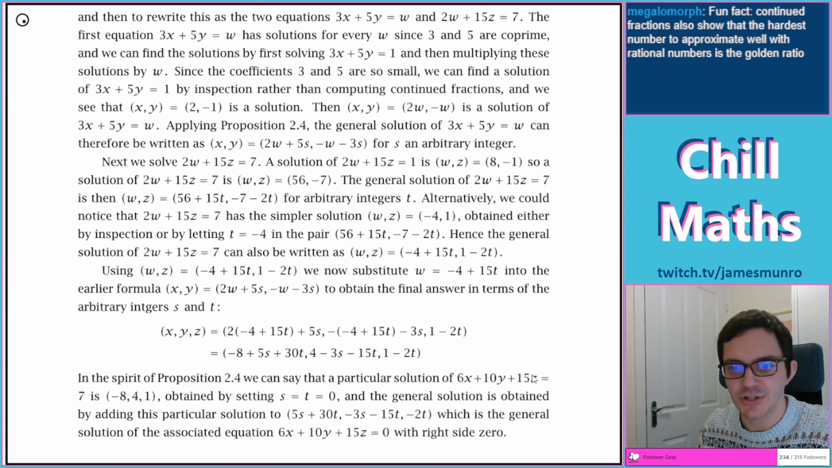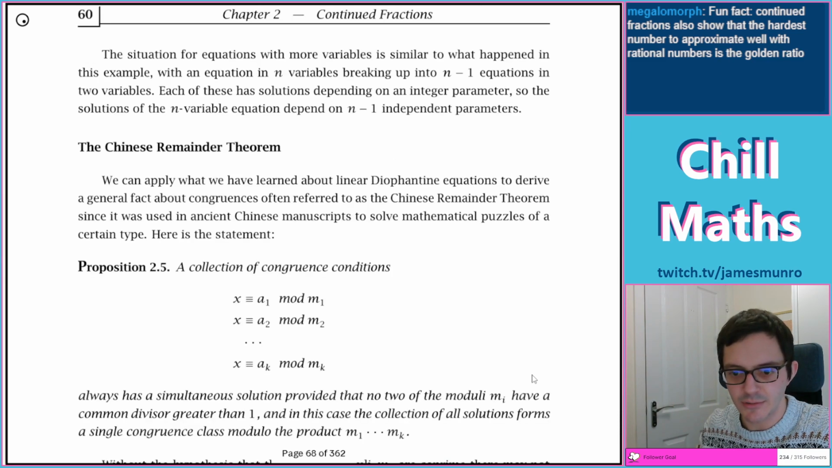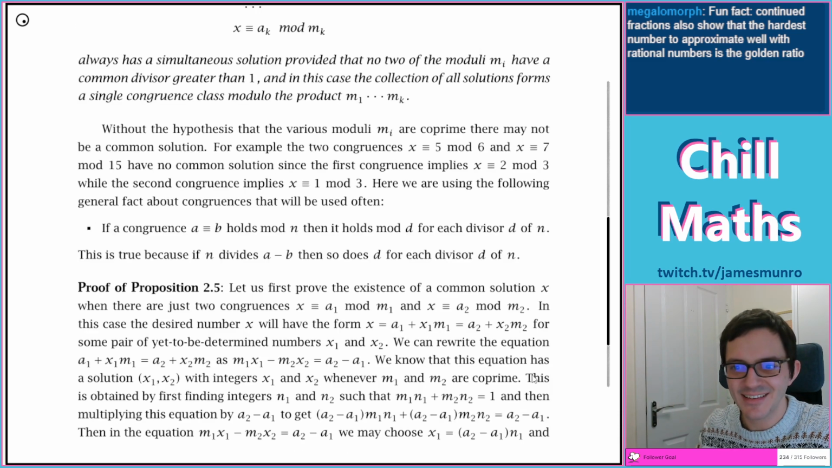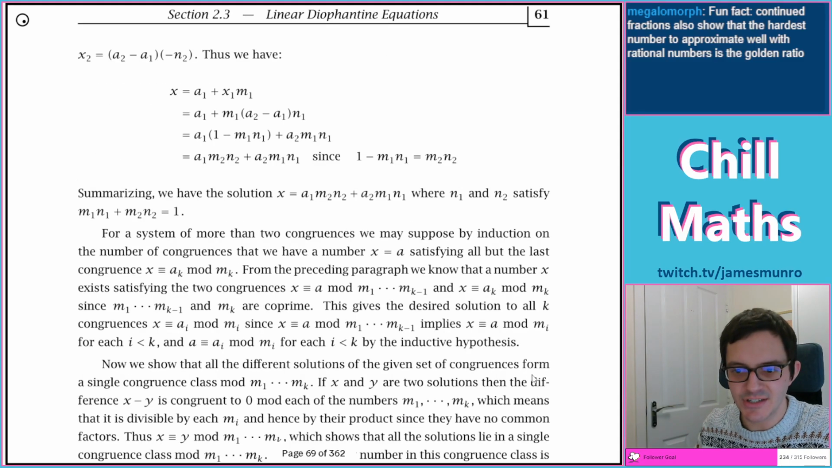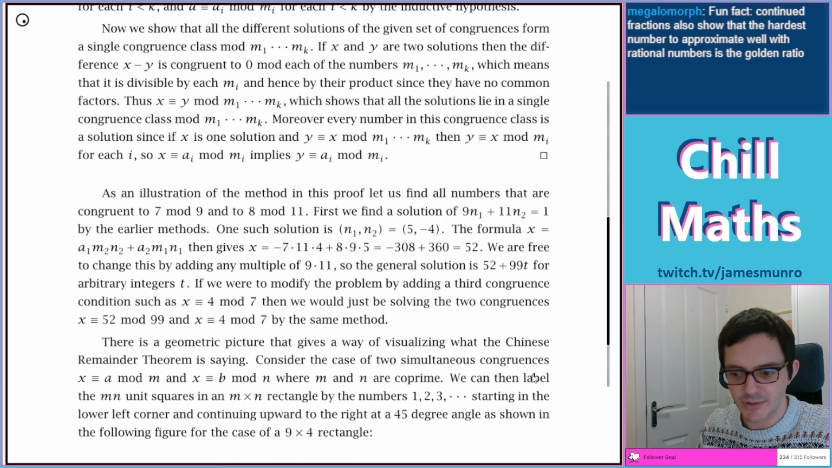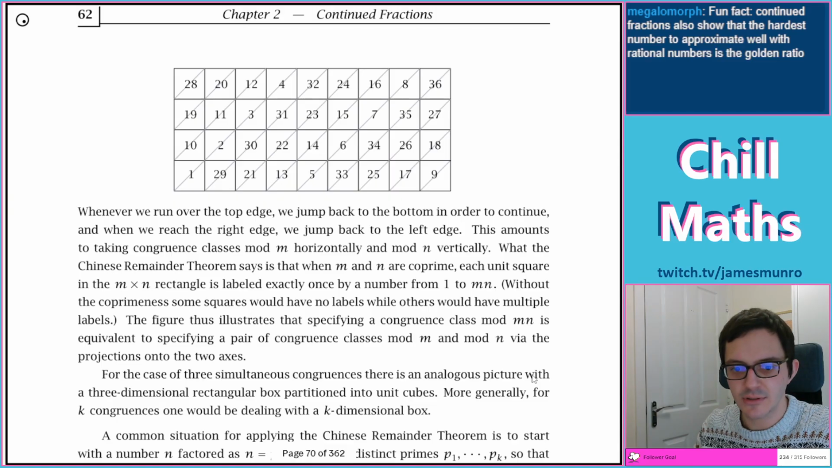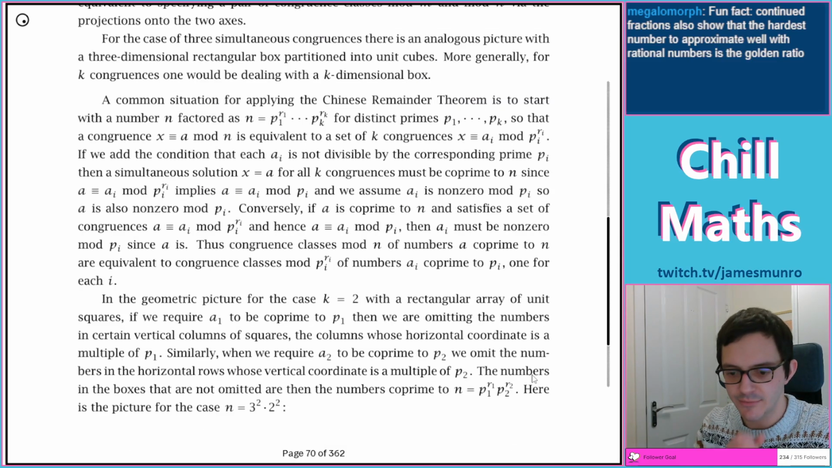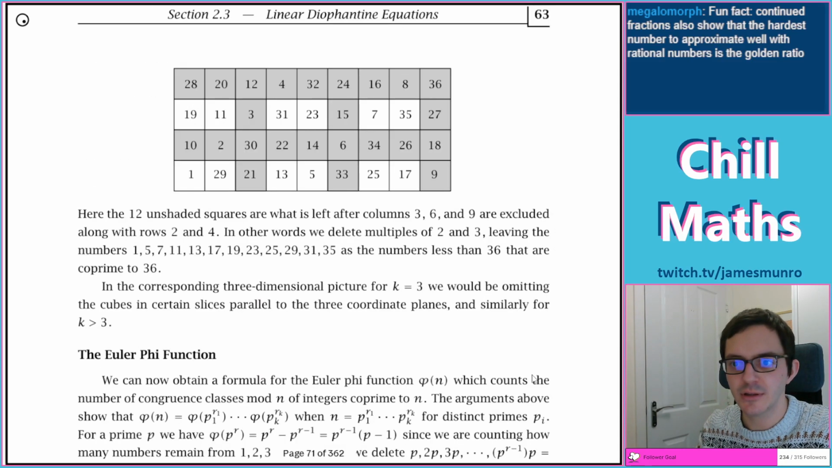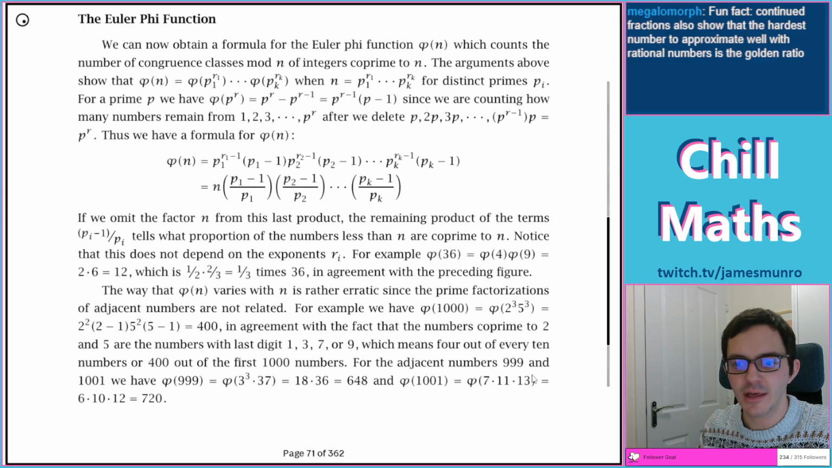I wasn't paying attention. And now there's 3 things. Chinese remainder theorem. Solve a series of congruences. Possibly by doing n things at once. Oh, okay, good stuff. We've got a whole section on that to look forward to.